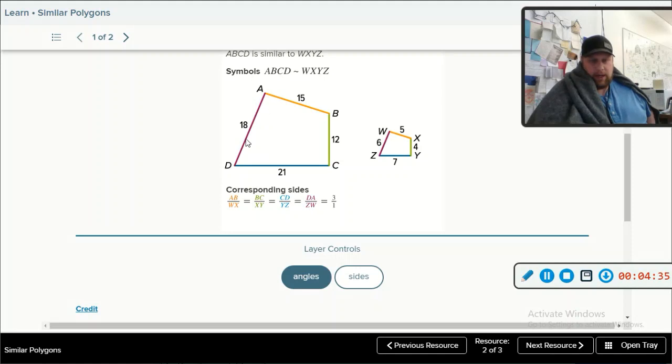And notice we're doing a nice ratio over here. Write this ratio down. So we're saying AB over WX is equal to BC over XY, and so on and so forth, which is equal to 3 over 1. So it's a scale factor of 3, because if I divide 18 by 3, boom, that's 6. 6 times 3 is 18. Okay? Awesome. Pause this as needed. We're moving on.